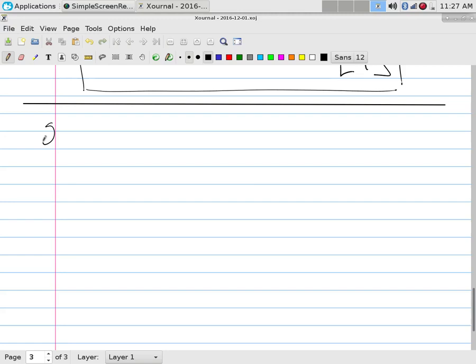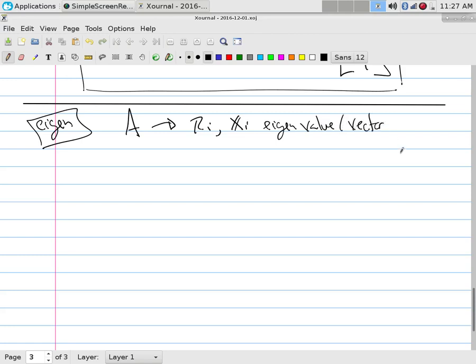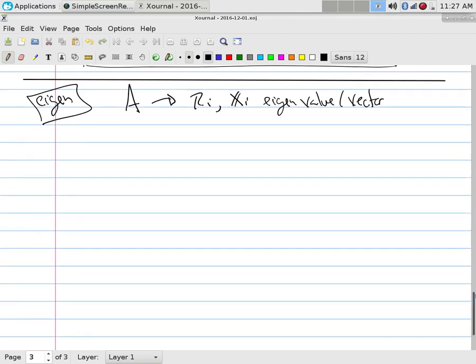So all this eigen stuff: we had A, and from A we were able to find the lambda i and the xi, eigenvalue, eigenvector pairings, right? So we find an eigenvalue, we find its associated eigenvector.